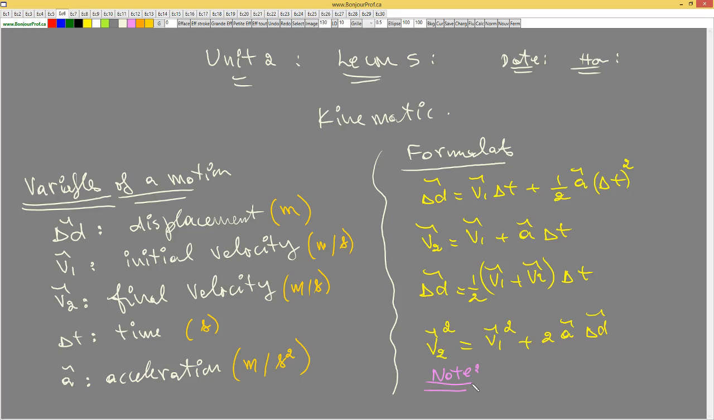We must have at least three variables. At least you must have three variables to find the other ones.